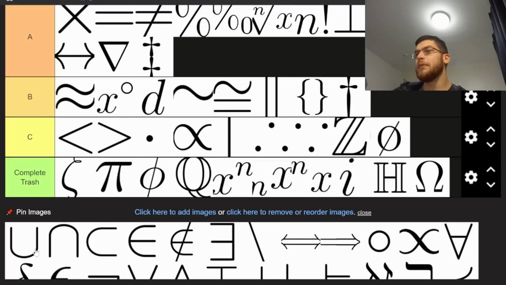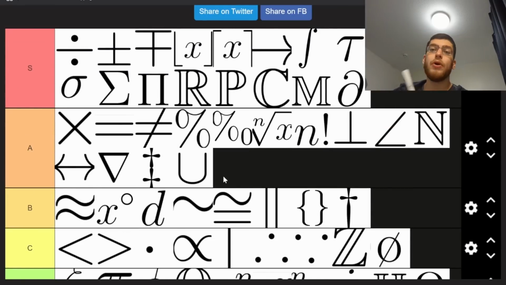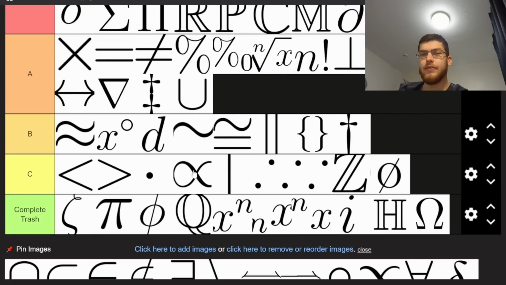This symbol, the cup symbol or the union symbol, it looks like a U. So for that reason, I'm going to put it in A tier. Now, I'm not going to put it in S tier because, since it looks like a U, you might confuse it with the letter U. But other than that, it makes sense to use the letter U because the letter U stands for union, okay? And then same with the cap symbol. It's an inverse, or like the opposite of the letter U, which makes sense, the opposite of the union.